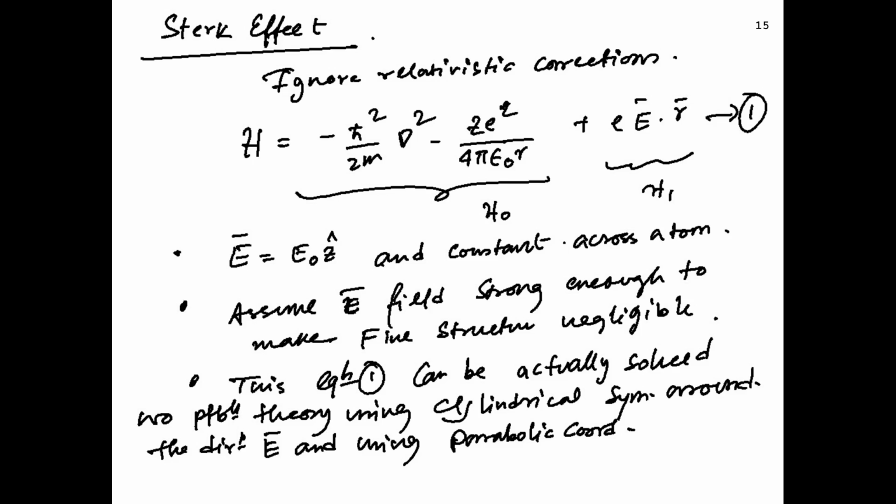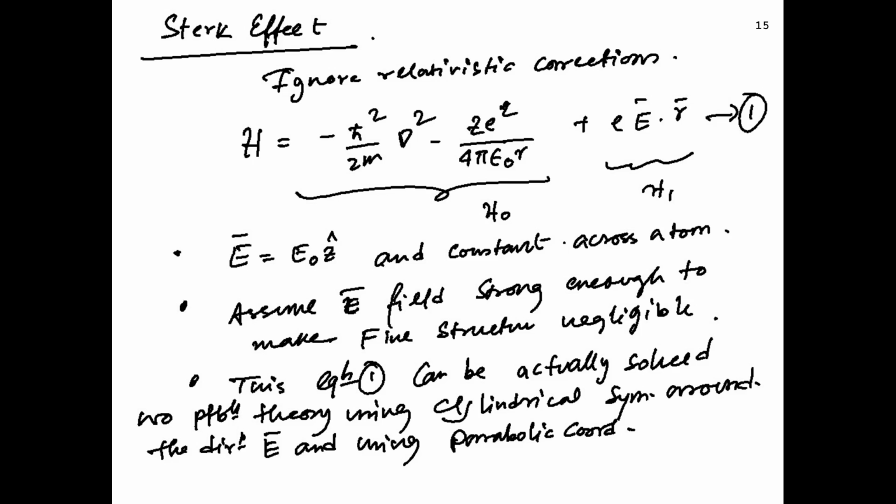So how will we proceed further? Let us assume that the electric field is applied in the z direction, so E equals E naught z, and it is constant across the atomic width, which is a reasonable assumption. We will also assume, as I said, that the electric field is quite strong, such that I can neglect the fine structure. The fine structure terms are too small and can be treated as perturbation beyond that.